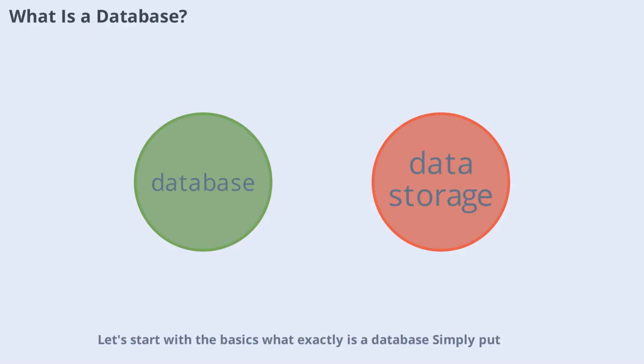Start with the basics. What exactly is a database? Simply put, a database is an organized collection of data that can be easily accessed, managed, and updated. Think of it as a digital filing cabinet where information is stored in a structured way, making it simple to find and use when needed. Databases are everywhere, from your favorite social media app to online shopping sites. They all rely on databases to store user information, product details, and much more.